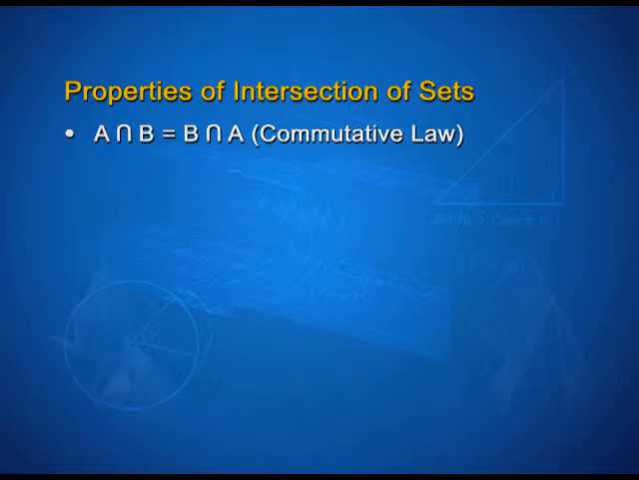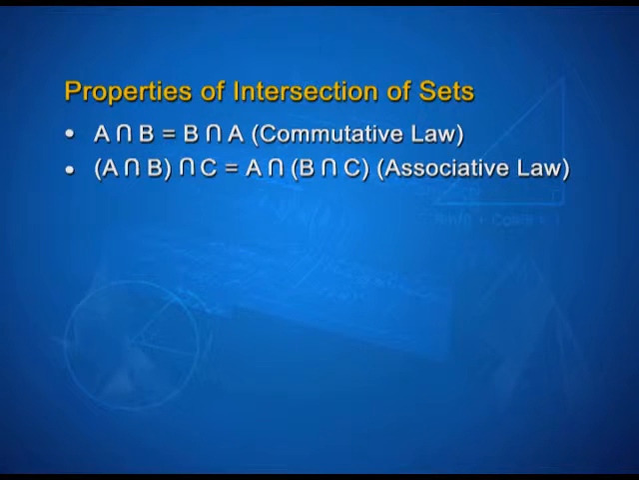As we discussed in the union of sets, the first property here also states that A intersection B will be the same as B intersection A. This is called the commutative law. The second law is the associative law, which states that (A intersection B) intersection C will be the same as A intersection (B intersection C). These two laws can be easily verified with the help of some examples. The third law is the law of null set, which states that the intersection of any set with a null set will give us a null set, or phi intersection A gives us phi.